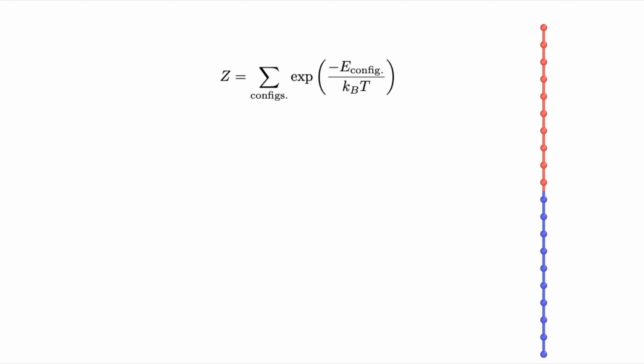In statistical mechanics, there's a quantity called the partition function. The partition function is a sum over the Boltzmann weights of all possible states of the system. It's basically the holy grail of statistical mechanics. If you know the partition function, you've solved the system. You know everything you want to know about the system. Physical observables correspond to derivatives of the partition function.